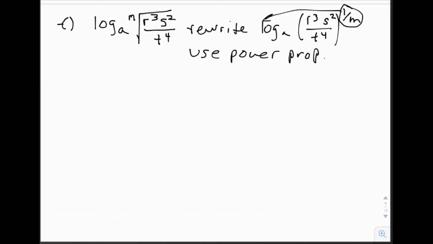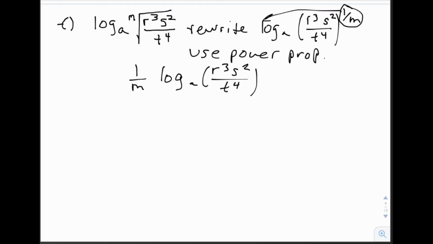So what will that leave us with? Well, it will be a 1 over m, and we will have a log a, and then we will have r to the third, s squared, and then divide that by t to the fourth. Okay, so now that we have established our next step, we can go ahead and try to figure out how to further reduce. All right, so let's go ahead and try to use our quotient property to further reduce here.